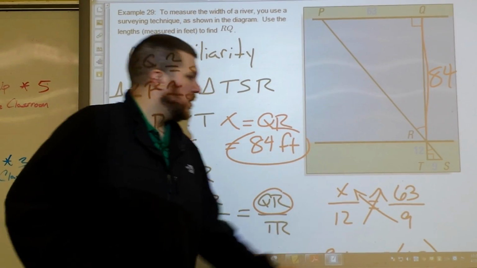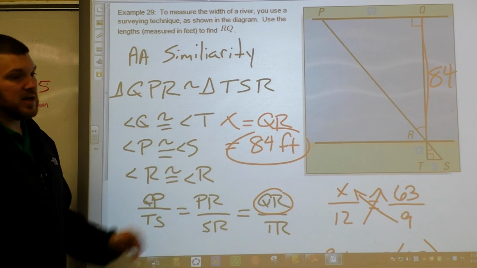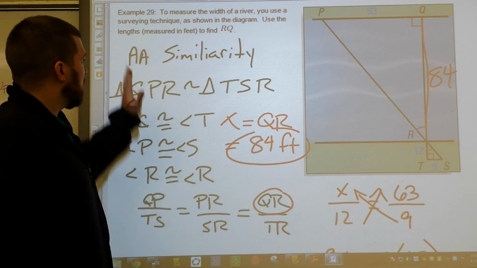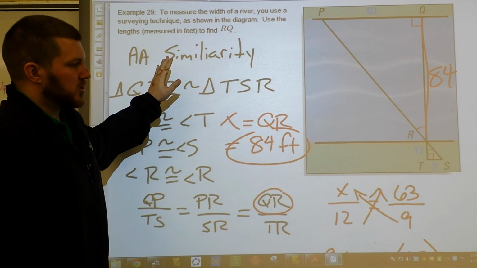So this is called indirect measurement, and it's actually used a lot in surveying. So surveying is just similar triangles.